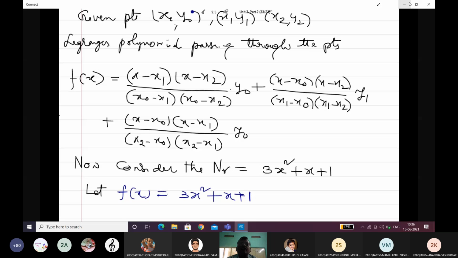Now, when we observe the question in the denominator, what are the values? x minus 1, x minus 2, x minus 3. Therefore, for that, the values are 1, 2, 3.